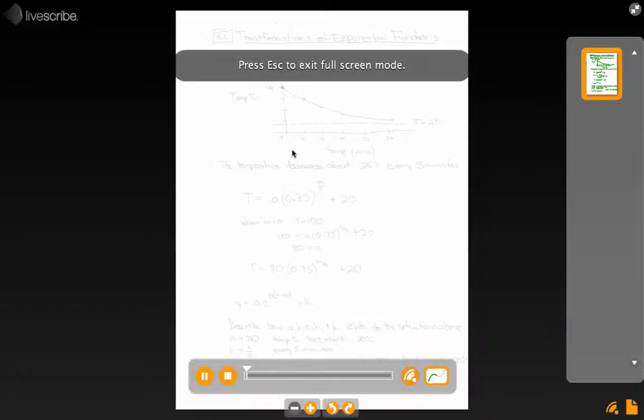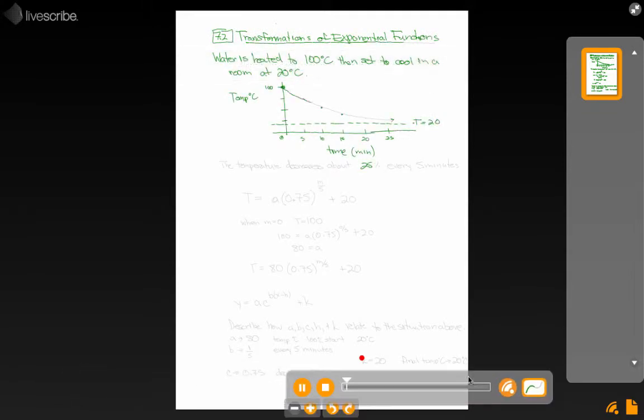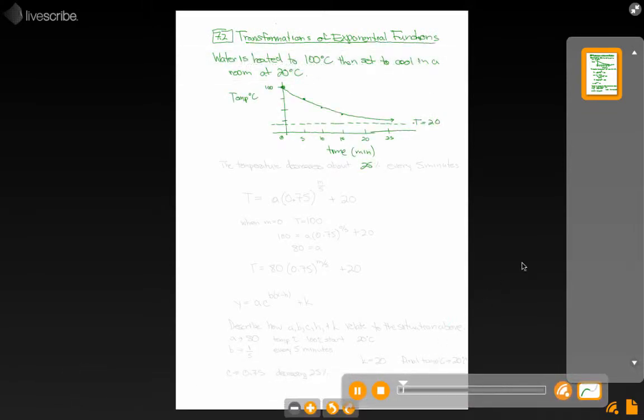Next example comes out of section 7.2, transformations of exponential functions. So in this question we're told that water is heated up to 100 degrees Celsius and then it's set to cool in a room at 20 degrees Celsius. The graph looks something like this. We've got temperature on the y-axis, time on the x-axis. Starts at 100 degrees and starts falling and approaching 20 degrees.